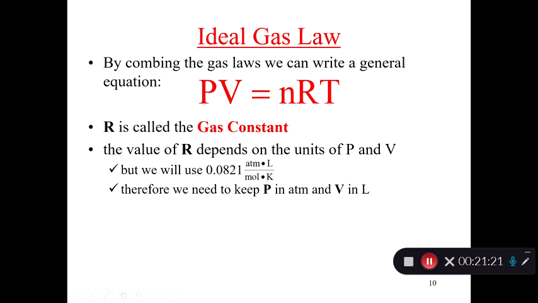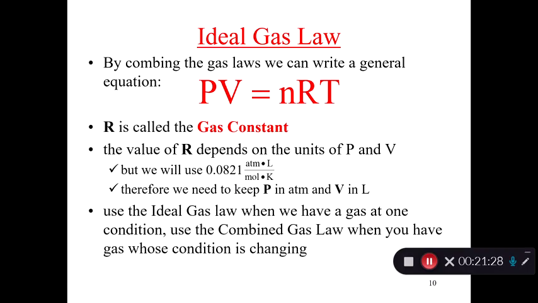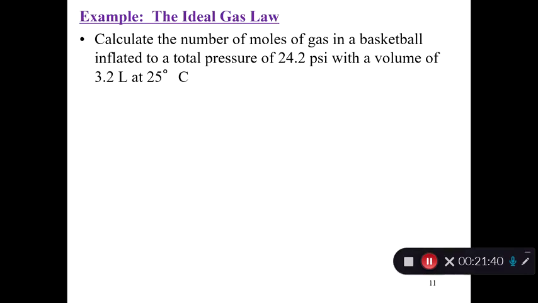So again, you are given this equation, you are given the R. You just need to know how to solve the problem regarding that. So I'm going to solve one example regarding the ideal gas law. PV is equal nRT. Question says, calculate the number of moles of gas in a basketball inflated to a total pressure of 24.2 psi with a volume of 3.2 liter and 25 degrees Celsius.